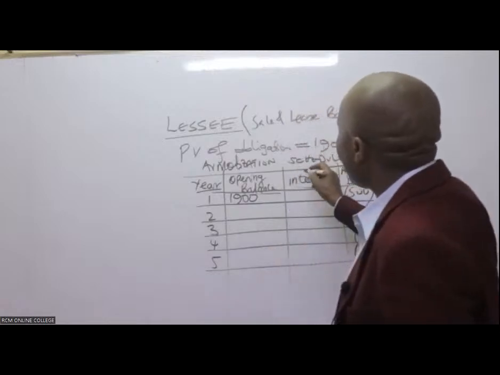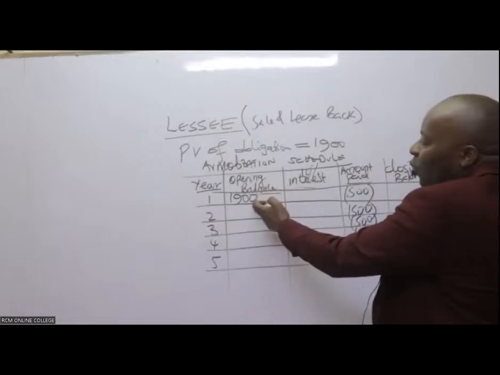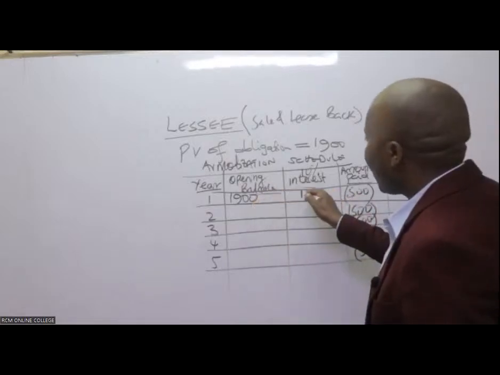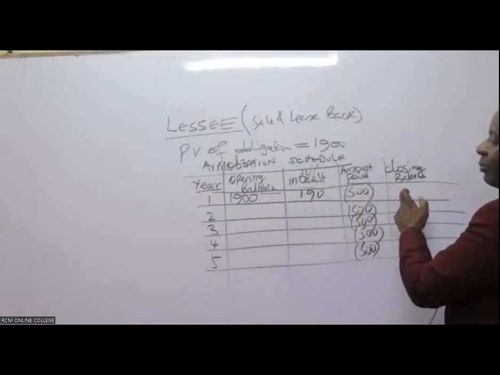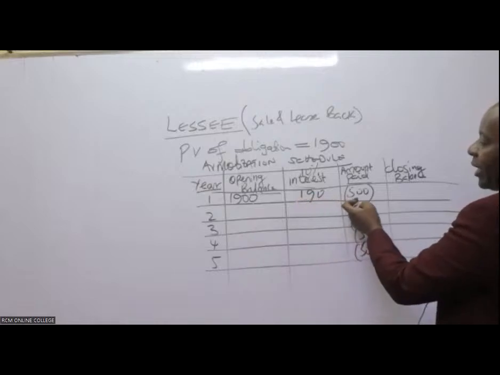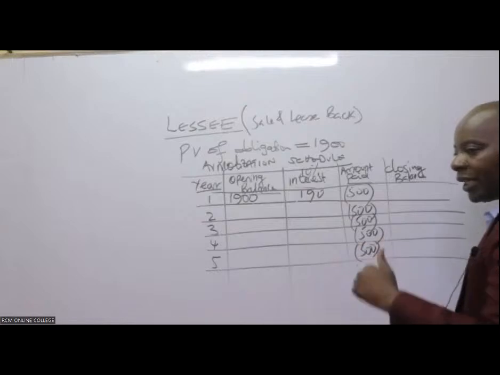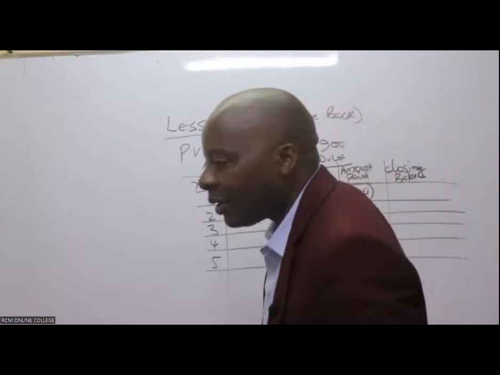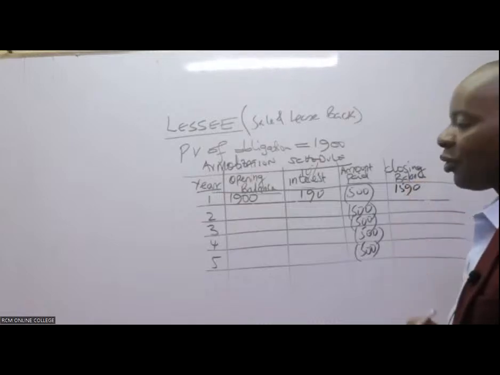So please, could you kindly calculate the interest for the first year for us? 10% of the total loan gives me 190. So then give me the closing balance. In this case we have 1,900 plus the interest minus the amount paid. That gives me a figure of 1,590.